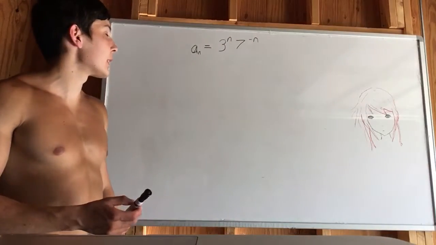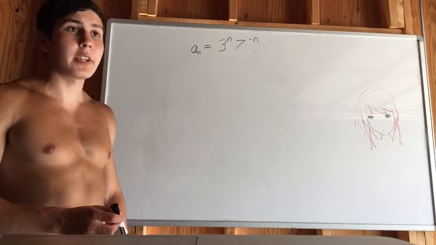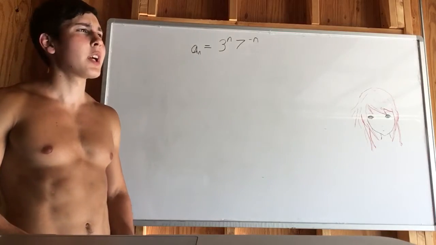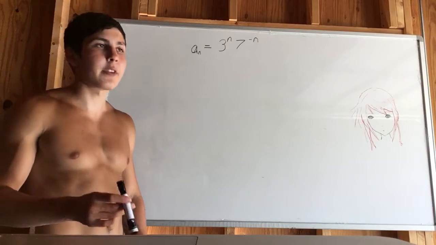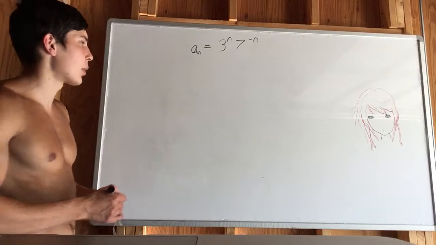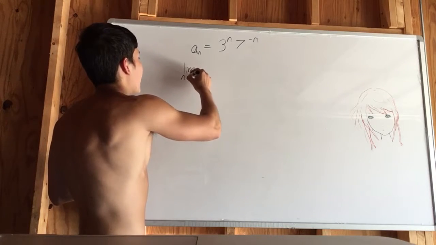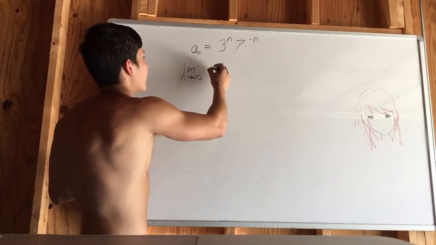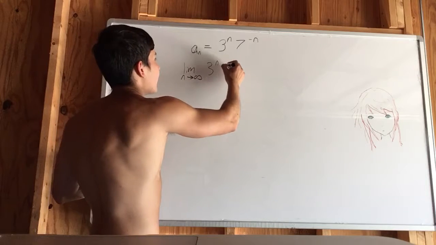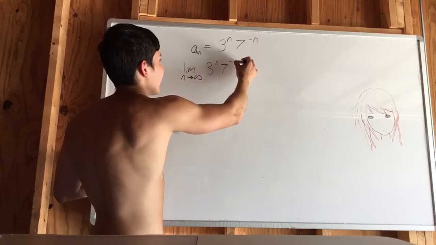Okay, here we have a sequence, and we're going to try to find out if it converges or diverges. The way we find out if it converges or diverges is by taking the limit as n approaches infinity of the sequence. So we have the limit as n approaches infinity of 3^n times 7^(-n).